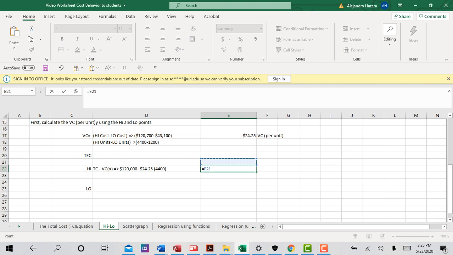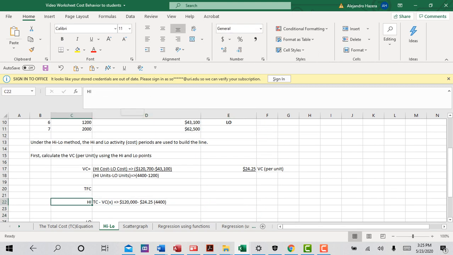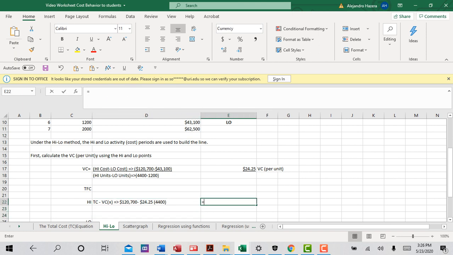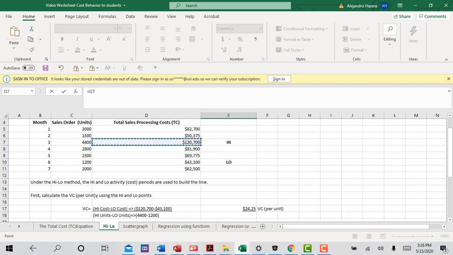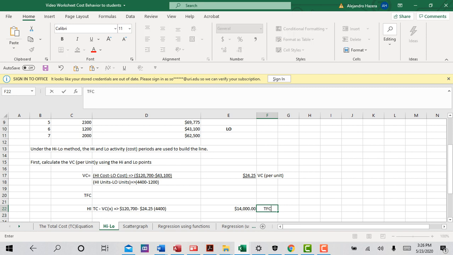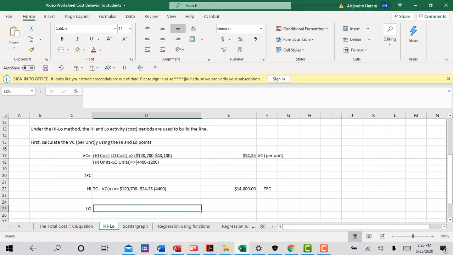And I'll do the equation over here. Actually, let's make sure we get this fixed here. This is 120,700 is my total cost at the high point, and 24.25 is the variable cost per unit. That looks good so far. Okay, so if I take 120,700 and subtract out my variable cost per unit, which is that amount right there, times 4,400, I should get, and this is correct, your total fixed cost. So that gives you your total fixed cost right there. So we've got the two variables that will make up our line. I'll do the demonstration of the line at the end, but we've got our two major variables: variable cost per unit of $24.25, and $14,000 is your total fixed cost.